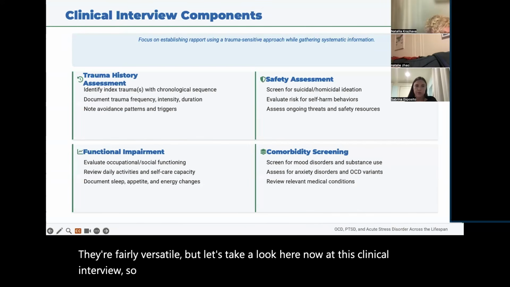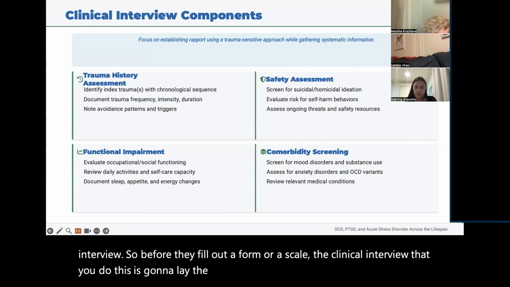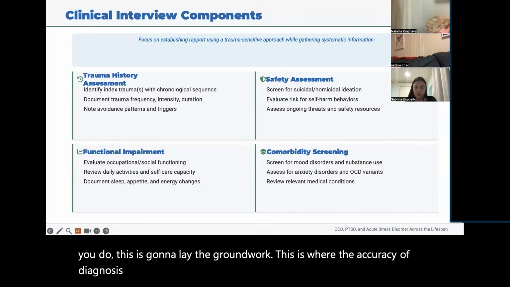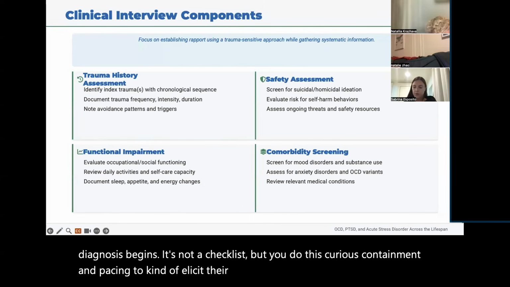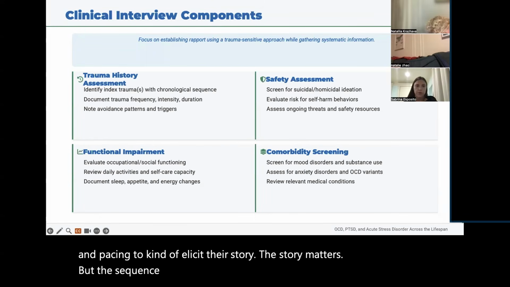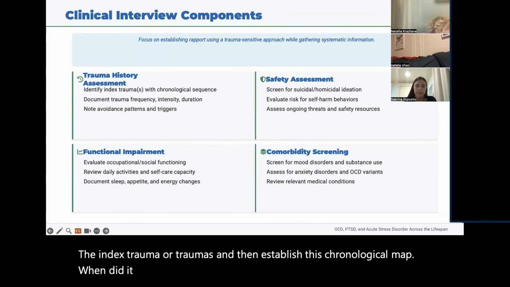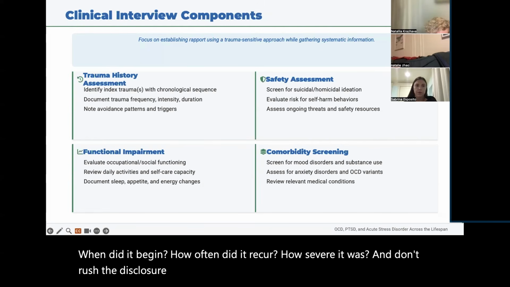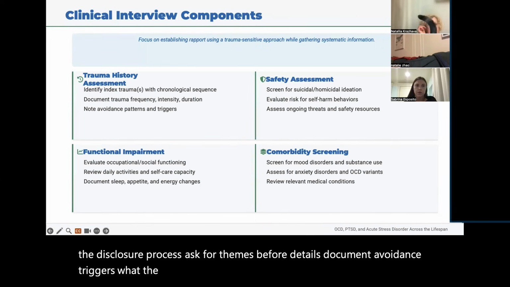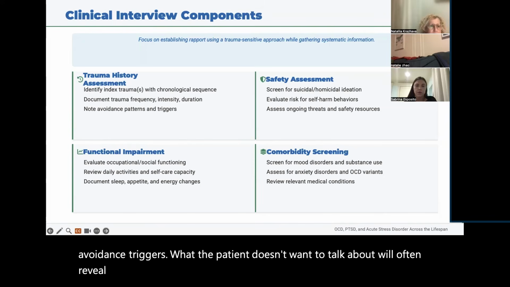Before they fill out a form or a scale, the clinical interview that you do is going to lay the groundwork. This is where the accuracy of diagnosis begins. It's not a checklist, but you use curious containment and pacing to elicit their story. The story matters, but the sequence matters more. So you want to start by identifying the index trauma or traumas, and then establish a chronological map. When did it begin? How often did it recur? How severe was it? Don't rush the disclosure process. Ask for themes before details. Document avoidance triggers. What the patient doesn't want to talk about will often reveal the most diagnostic information.